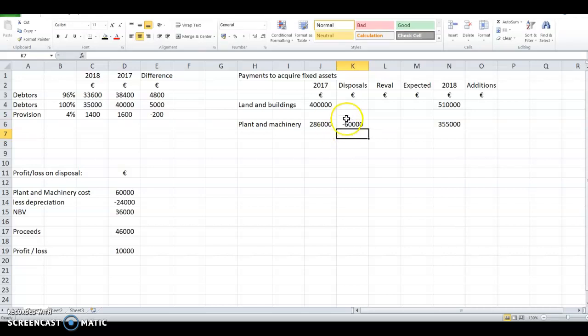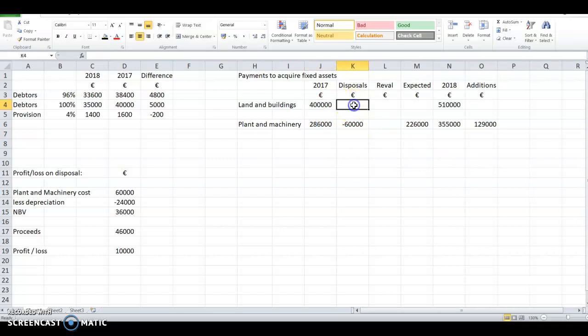So 60,000 would be subtracted from that when you sold it. Okay, so that means 286 minus the 60 I sold. I would expect plant and machinery to be 226. It's actually 355 in the accounts, so the difference between those must be additions. And they're 129. The land and buildings then, 400 last year.